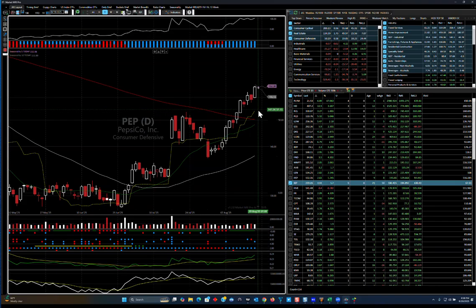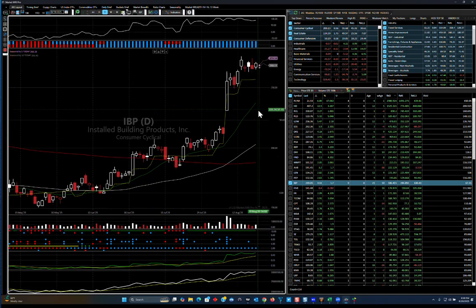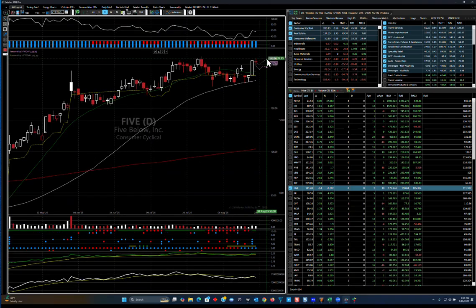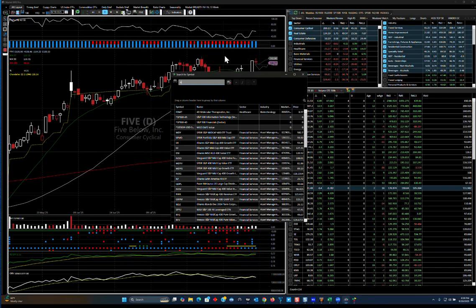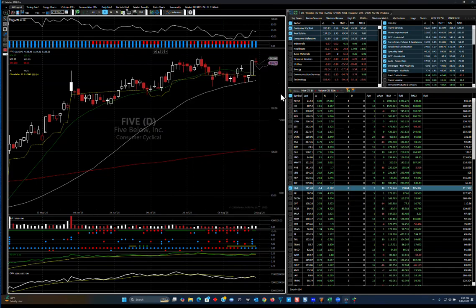Pepsi. Not buying it yet. Not a cheap stock. But you got a flag, and this may turn into a high tight flag, and it might give you a breakout opportunity. 5 below. I've never shopped there. Sideways move, it trades down to the 50 and a breakout. Kind of interesting to me. So I might go through the list like that.